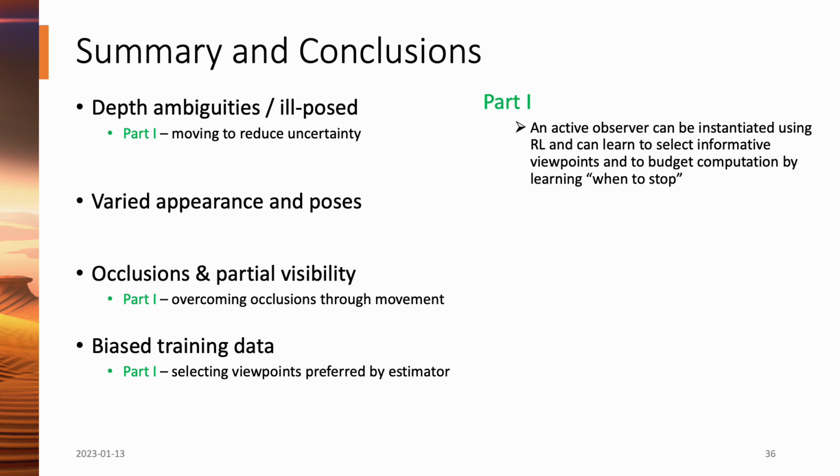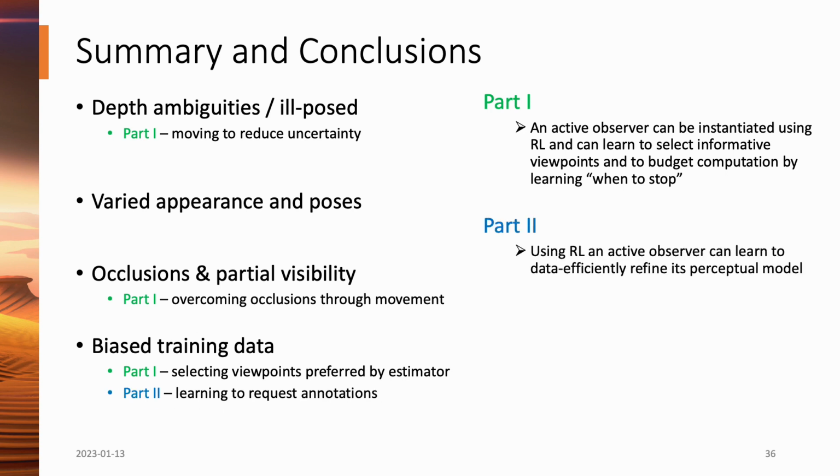Furthermore, the learned agent could move and explore the scene to avoid occlusions and problems stemming from partial visibility. And finally, it could mitigate viewpoint biases in the underlying pose estimator by moving and selecting viewpoints that were similar to those seen in the training data. In part 2 on embodied visual active learning, we concluded that using RL, we could learn a self-improving agent that requested annotation for its own perceptual model in a data-efficient manner.